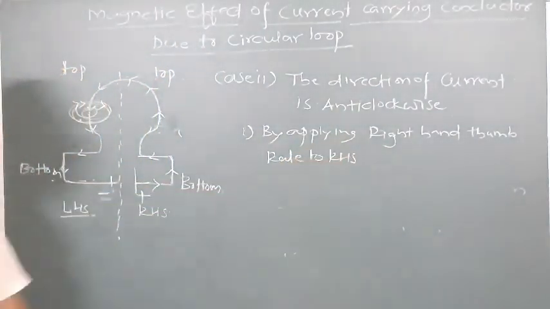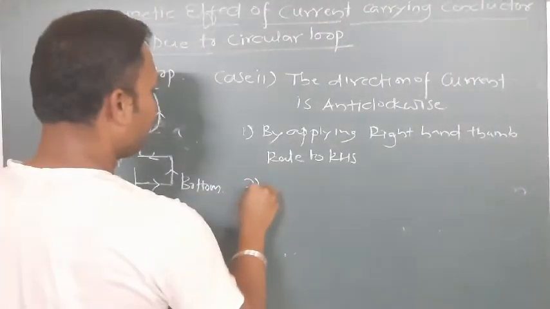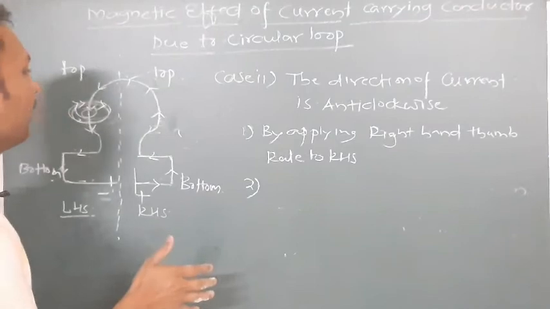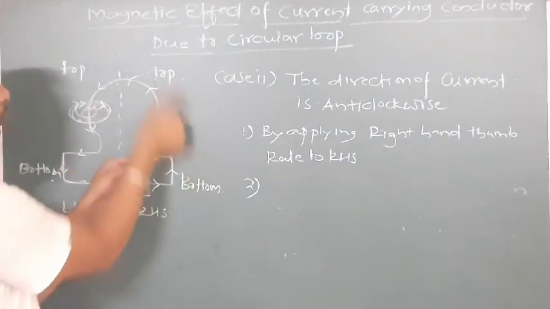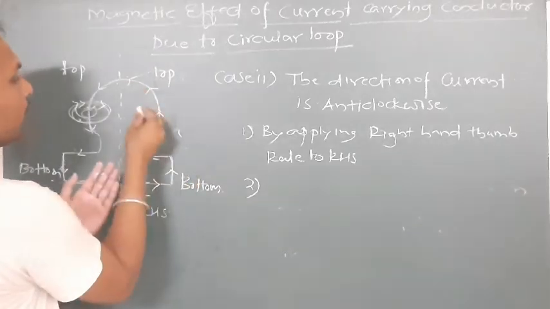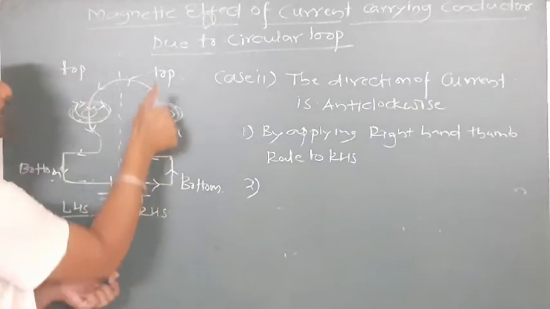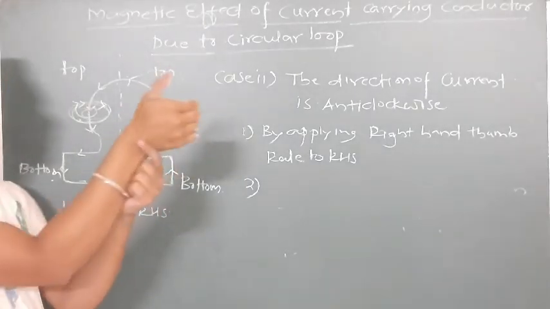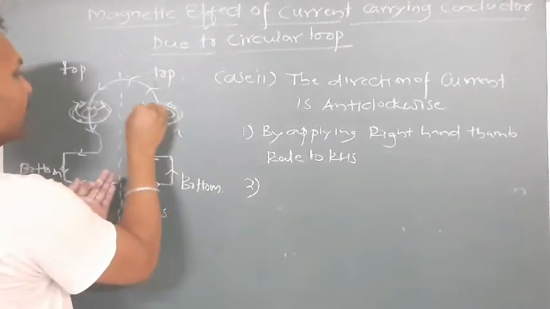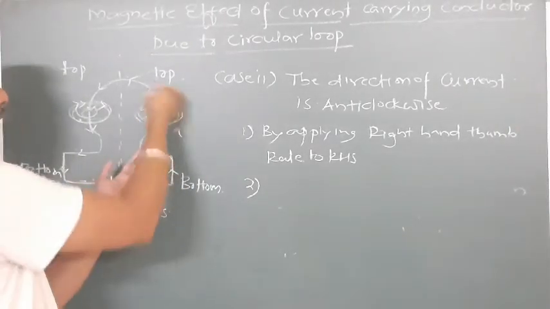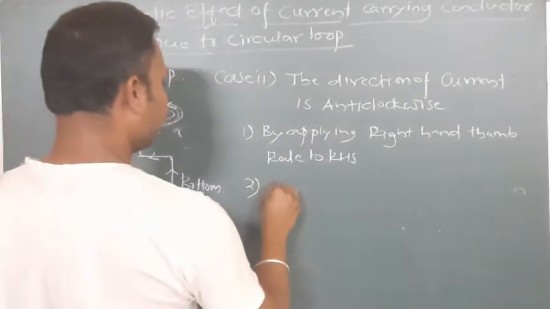By applying the right hand thumb rule to the RHS. Now, the second point: I'll apply my right hand thumb rule here. The current is moving from bottom to top. Once the current is moving bottom to top, concentric circles of magnetic field are generated. Now you can see my wrapped fingers, is it like this? Yes. So we can mark this from outside to inside.